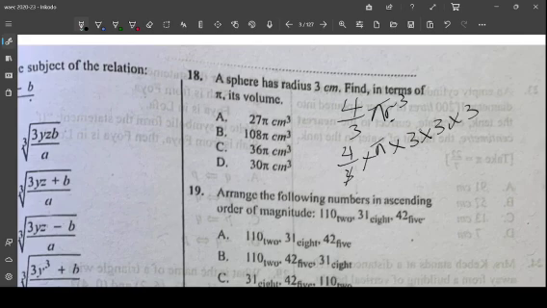So this 3 will cancel one of the 3s. We are left with 4 times pi times 9. So 4 times pi times 3 times 3. So 9 times 4 is 36. So we are left with 36 pi cm cubed, which is option C.